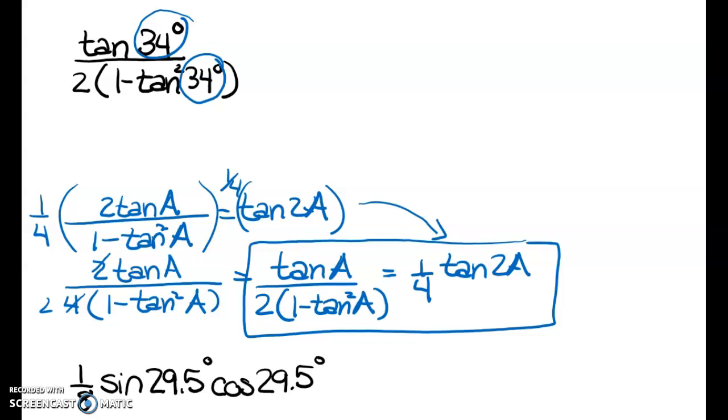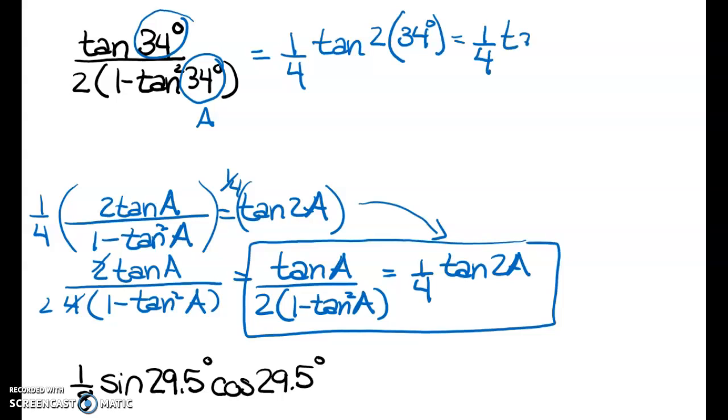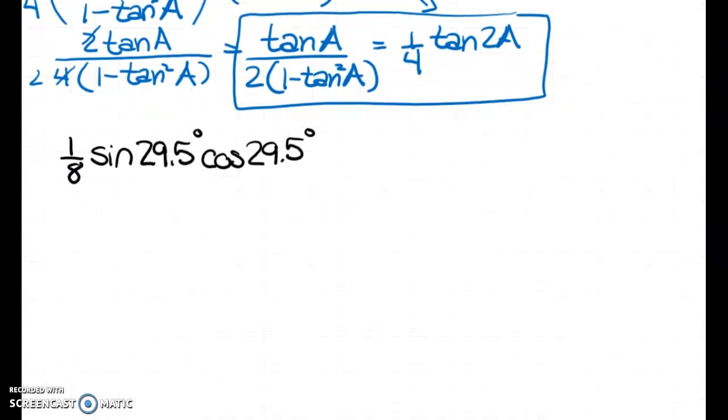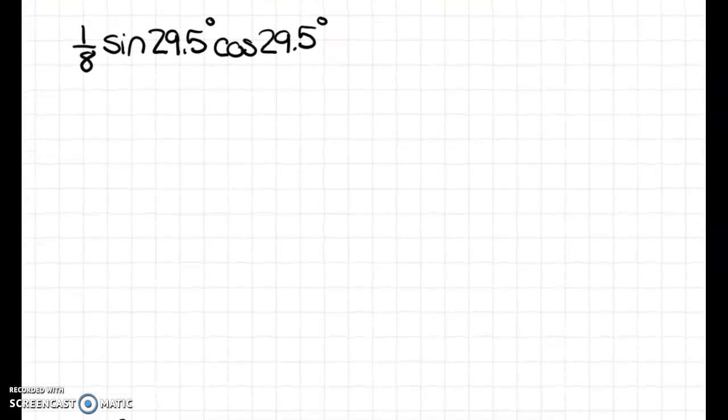Okay, so that's A. So I'm going to plug that into the right side of this new identity. 2 times 34 degrees. So I get 1/4 tangent of 68 degrees. Final answer, because I don't know the tangent of 68 degrees. Okay, so let's move on. Let's do this next one.